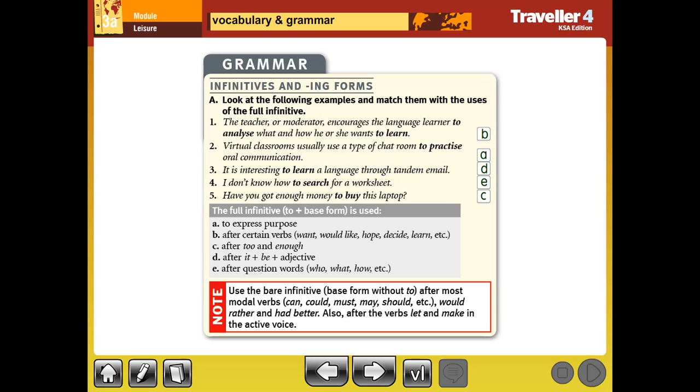The exam is too hard to pass. The exam is easy enough to pass. Enough to pass. After any adjective I can use to plus the infinitive. It's easy to do it. After question words like what or where: I know what to do.